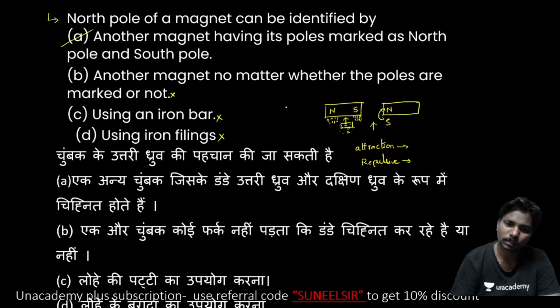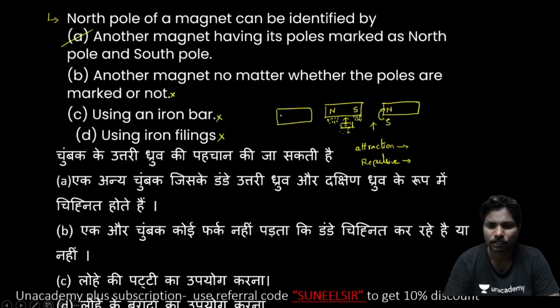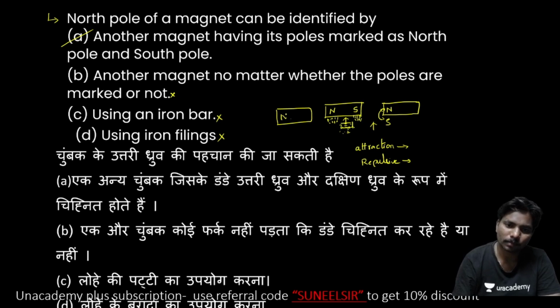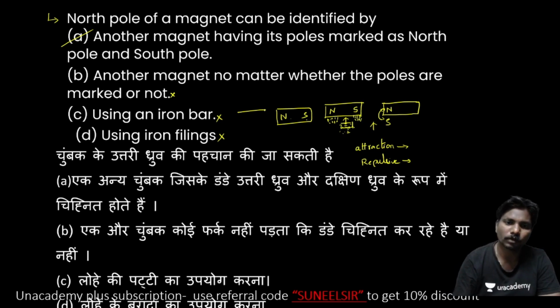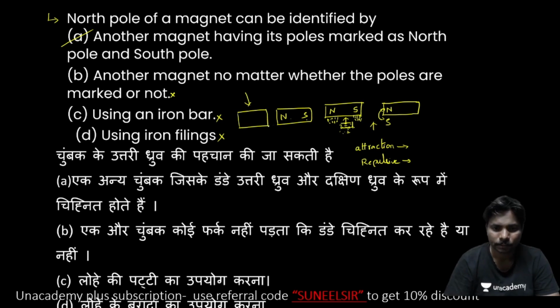For example, if you take any other magnet whose poles are marked north and south like this, and you want to identify the poles of another magnet, you place them very near to each other. Here it is a north pole. If there is an attracting force, it must be a south. So if it is a south, the other one is a north. So we can identify now.